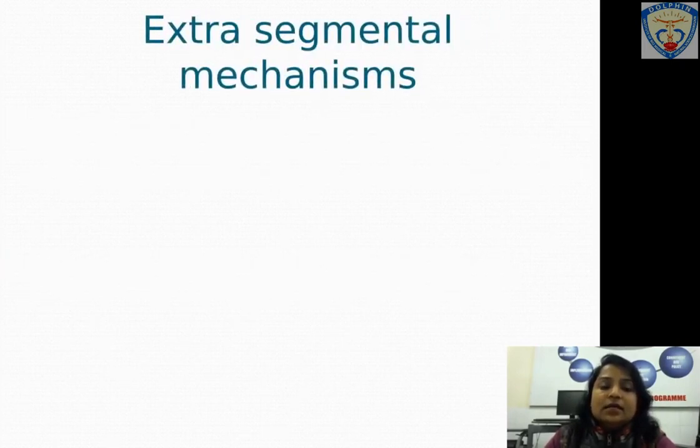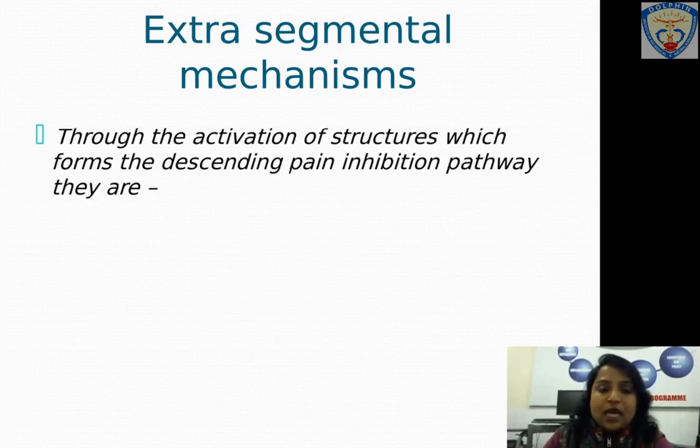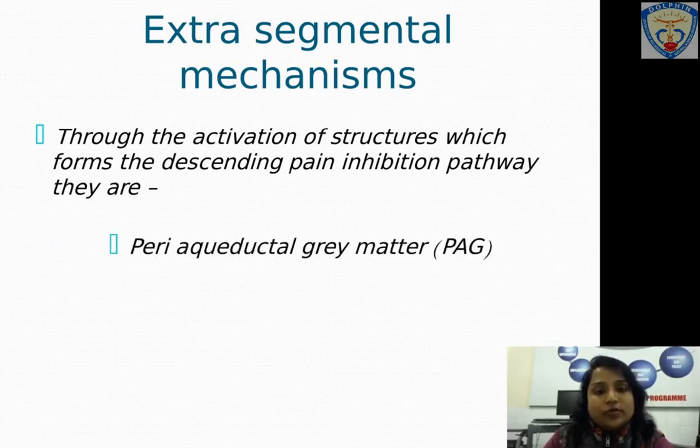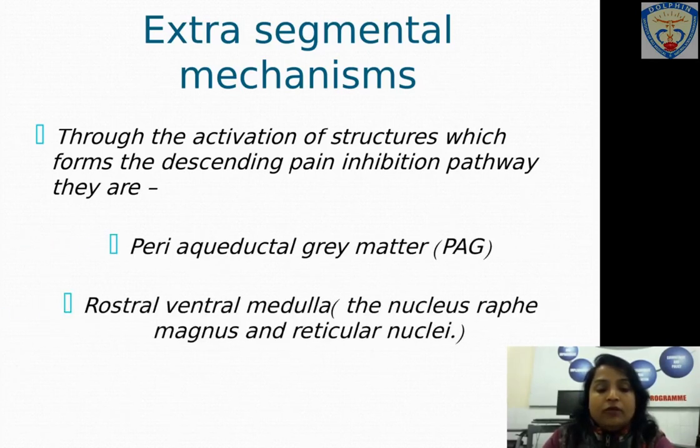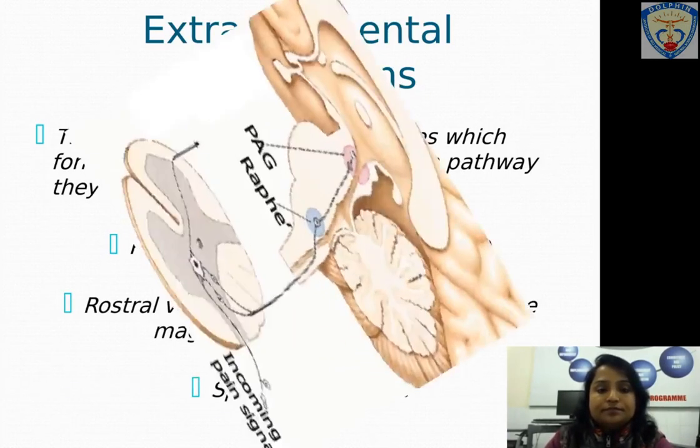And then the last mechanism is the extra-segmental mechanism. It is quite possible that some of the pain stimulus has crossed the spinal cord and starts moving upward to the higher centers. When we control pain after the spinal cord, we call it the extra-segmental mechanism. So what happens here? It occurs by the activation of structures which form the descending pain inhibition pathway, and they are the periaqueductal gray matter or PAG, rostral ventral medulla and spinal dorsal horn.